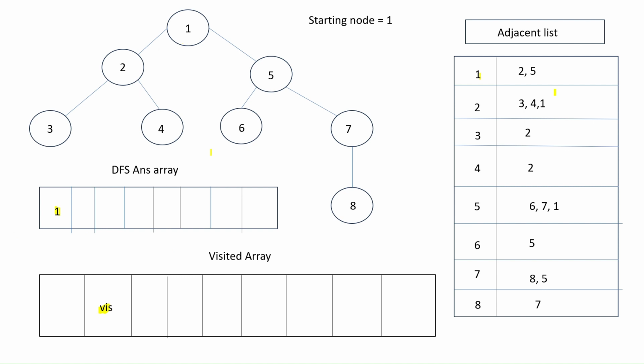So you can see that 2 and 5 are adjacent in our adjacency list. So we are going to check whether 2 is visited or not. I can see that 2 is not visited, so I will mark it as visited and put it into the answer key.